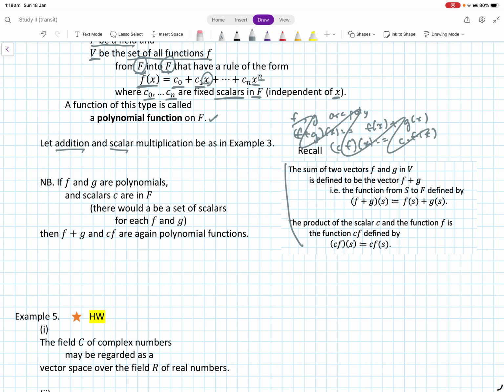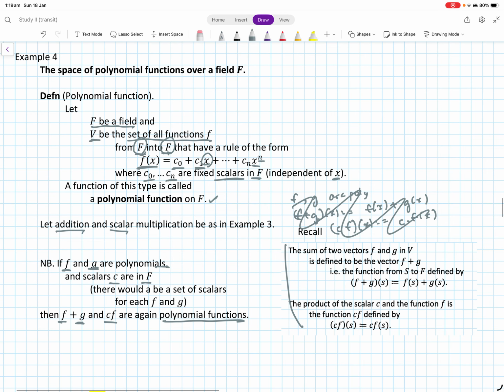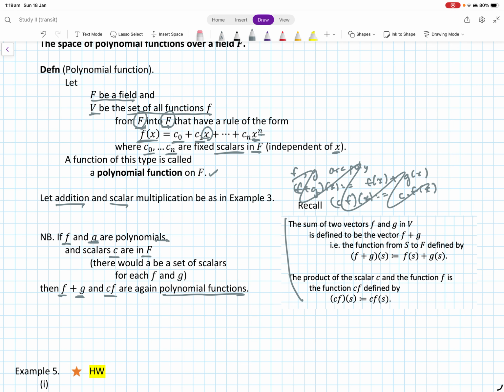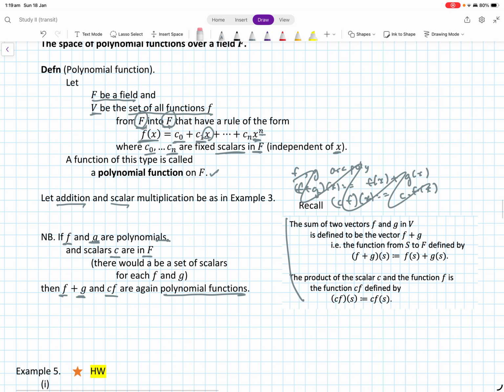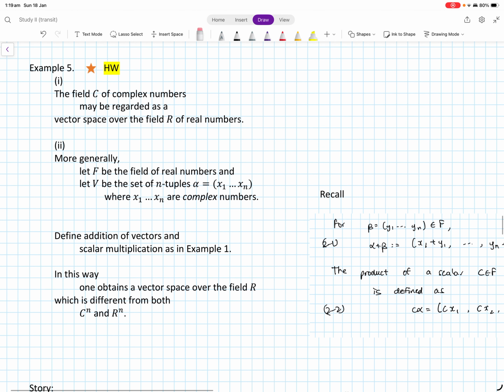Okay, and then if f and g are polynomials, and the scalars c are in F, then it is the case that f plus g and cf are again polynomial functions, right? Because when you're adding them, you're not increasing the degree of the polynomial. If you have polynomials of degree n, when you add them, it's going to stay a polynomial of degree n, although this is not what it's saying. What we're saying is slightly stronger here. And additionally, multiplying with a scalar doesn't change the fact that it is going to be a polynomial. Okay, so example 5, I have left as homework.